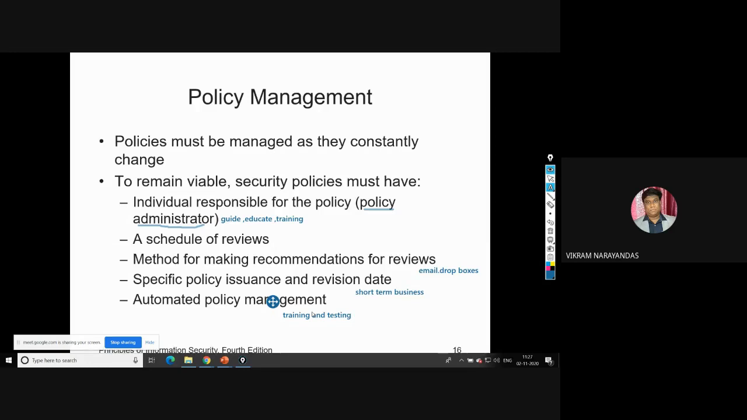So these policies must be managed constantly as things change. One is the responsible individual, that is, the policy administrator; schedule of reviews; review of procedures and practices, that is, making recommendations for the reviews; and policy issuance and revision date. Next one is automated policy management.